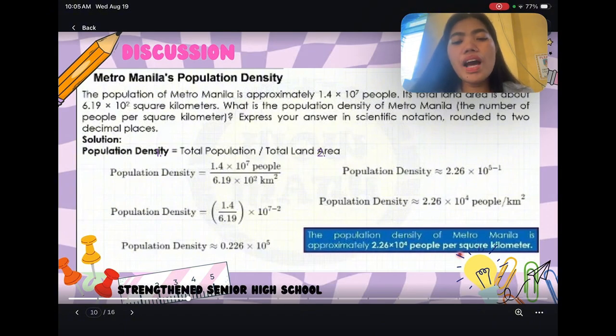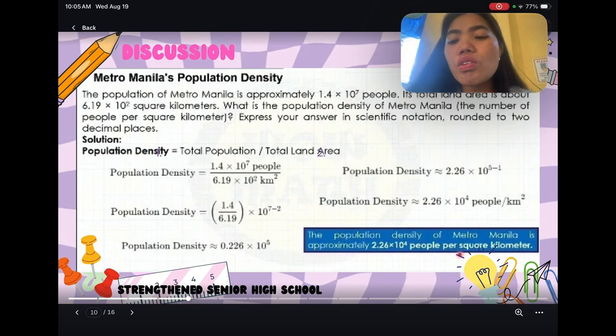Then we will have population density approximately 226 times 10 raised to the power of 5 minus 1, because you need to subtract 1 when you move 1 decimal place to the right. So that will become 2.26 times 10 raised to the power of 4 people per square kilometer. Therefore, the population density of Metro Manila is approximately 2.26 times 10 raised to the power of 4 people per square kilometer.